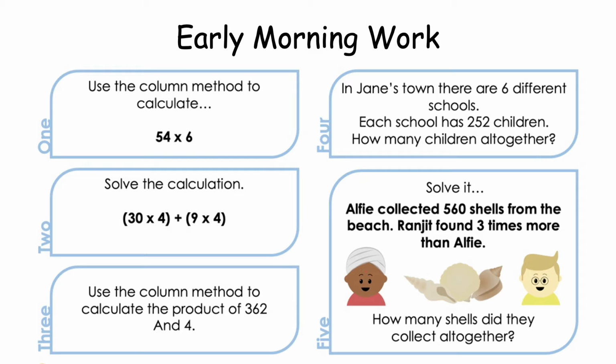Use the column method to calculate the product of 362 and 4. So 362 multiplied by 4 is 1,448. Number 4. So you needed to do 252 multiplied by 6. And the answer I got was 1,512. And number 5. 560 multiplied by 3 is 1,680. Brilliant. I hope you got them all right.